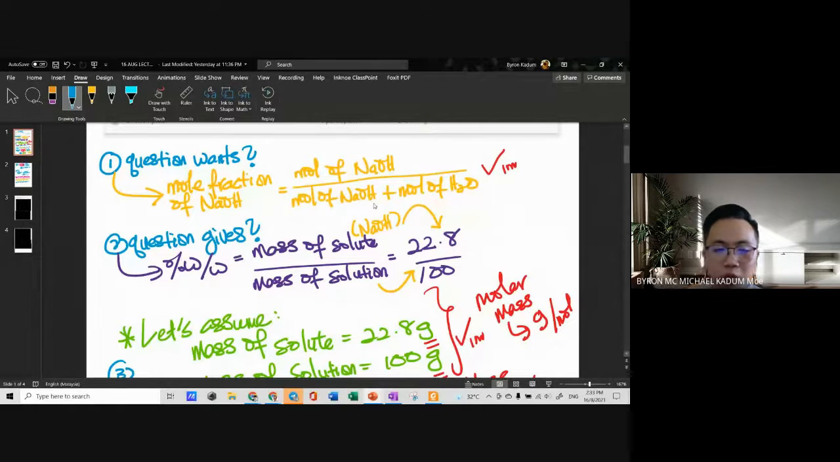But if you want to know even deeper into the energetics, into the Gibbs free energy, entropy, yes, the entropy and everything, if I want to explain, it will be super complicated. Okay, why can't we find the mole of solution from the mass of solution?